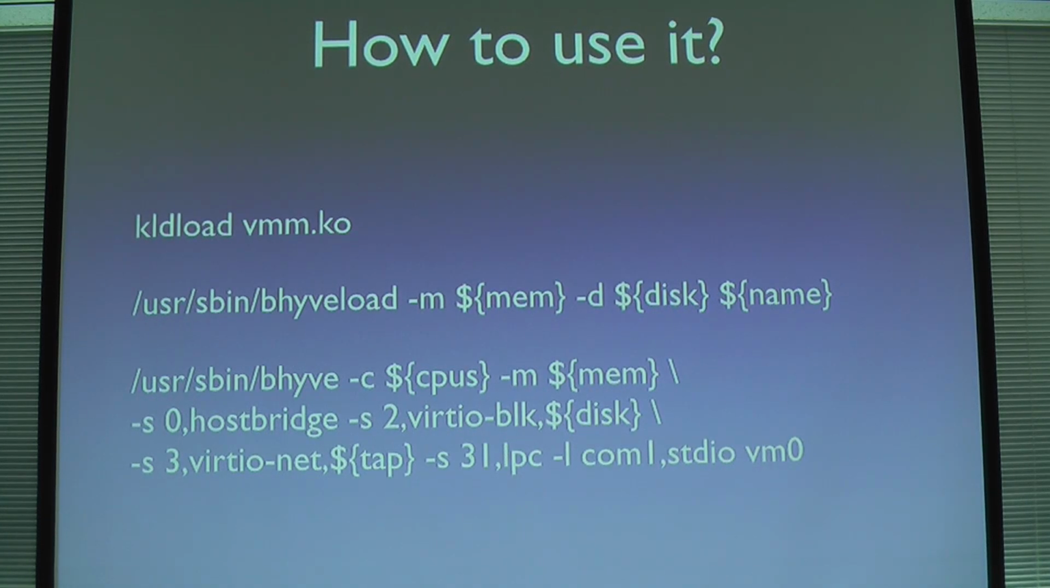And this is how to use it. We need to load the kernel module called vmm.ko first. Then we need to load the guest operating system using the bhyveload command. Then you need to execute the bhyve command. This is the userland part of the bhyve hypervisor, and you need to pass some parameters like CPU count and memory size, and also PCI device configuration such as virtio-blk, virtio-net and serial port, and that's it. Then you can get the guest operating system screen on the terminal.